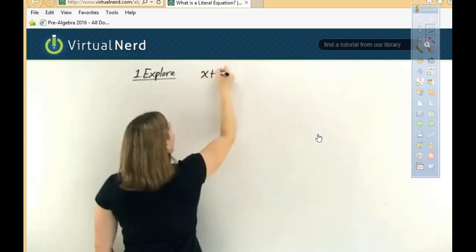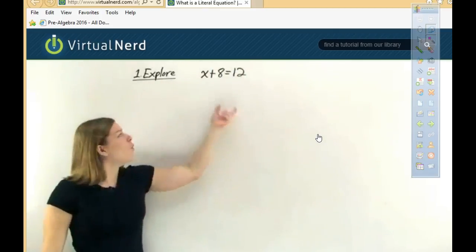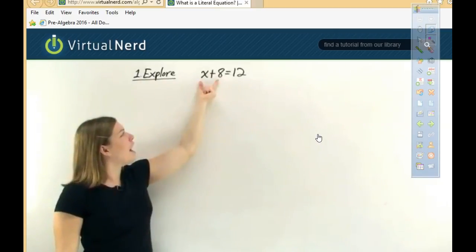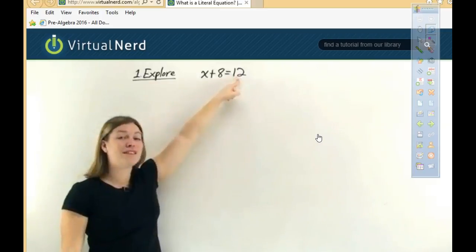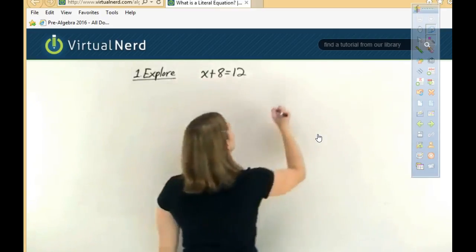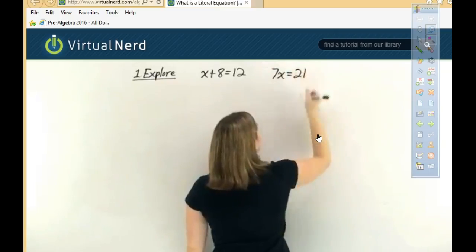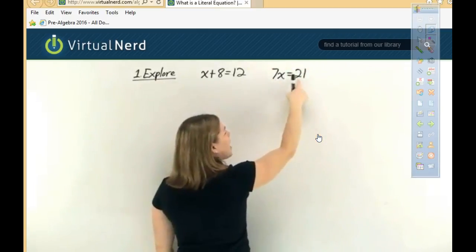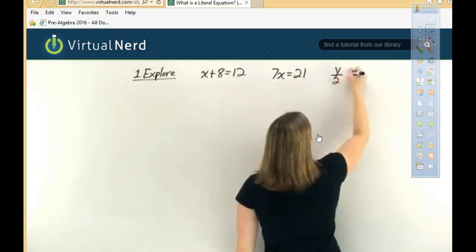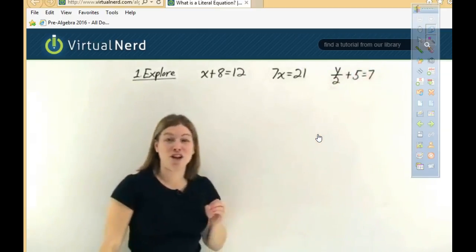Let's say we have this, x plus 8 equals 12. This is an example of an equation. We have a left and a right-hand side of the equal sign. Here we're saying that x plus 8 is equal to, or the same as, 12. We're saying that the left side is the same as the right side. Now, we can also have something like this. 7x equals 21. Here we're saying that 7x is the same as that right side, 21. Or we could even have an equation like this. y over 2 plus 5 equals 7.